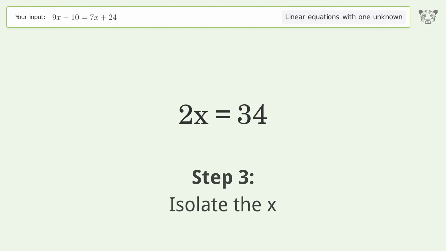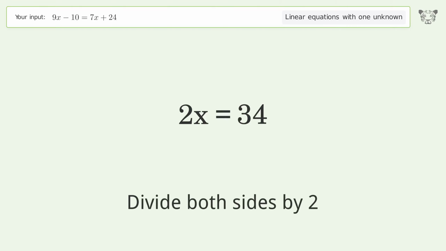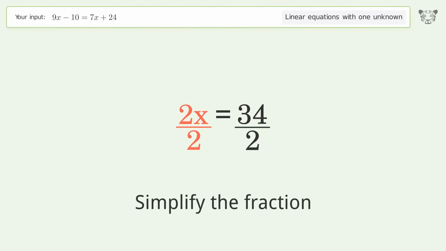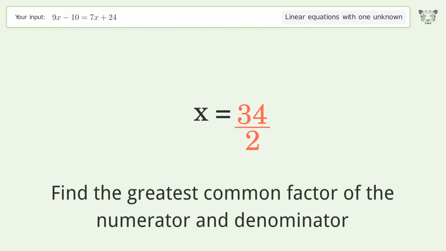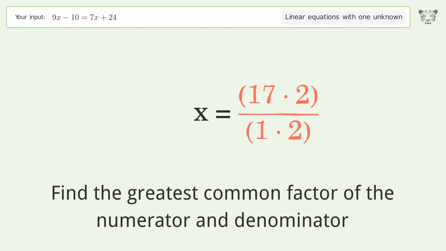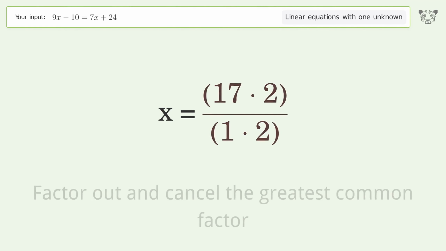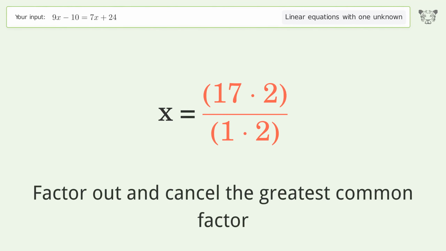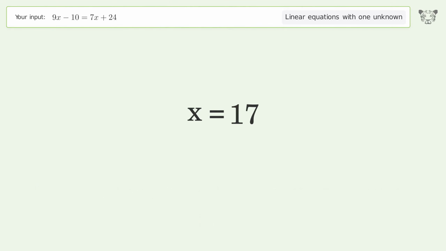Isolate the x. Divide both sides by 2. Simplify the fraction. Find the greatest common factor of the numerator and denominator. Factor out and cancel the greatest common factor. And so the final result is x equals 17.